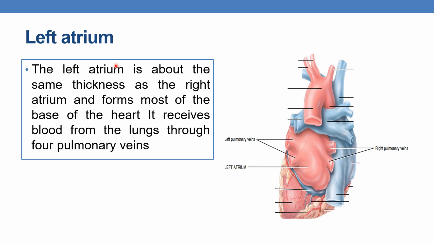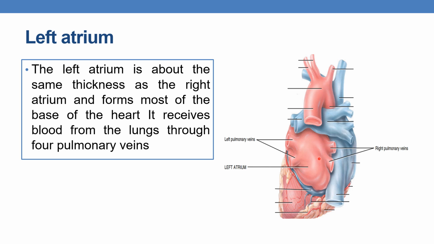The left atrium is about the same thickness as the right atrium and forms most of the base of the heart. The base of the heart is formed by the left atrium, whereas the apex of the heart is formed by the left ventricle. The left atrium receives blood from the lungs through 4 pulmonary veins: 2 left pulmonary veins and 2 right pulmonary veins. In total, 4 veins.